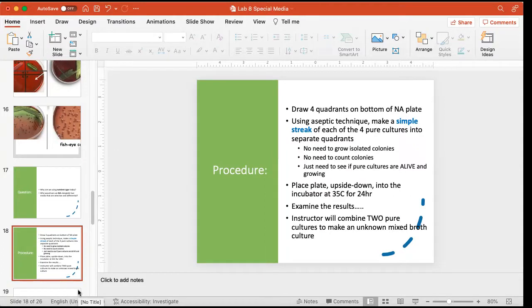I need to put one organism in each quadrant and just a quick streak. I don't need colonies. I'm not trying to determine colony morphology. I don't need to make a spread plate. I'm not trying to count cells in an original culture. Remember, all I'm trying to do here is prove that the cultures are alive and growing. So I streaked the E. coli in one quadrant, the Enterococcus in the second one, the S. epidermidis in the third one, the S. aureus in the fourth one. I put the plate upside down in the incubator for 24 hours, and I looked.